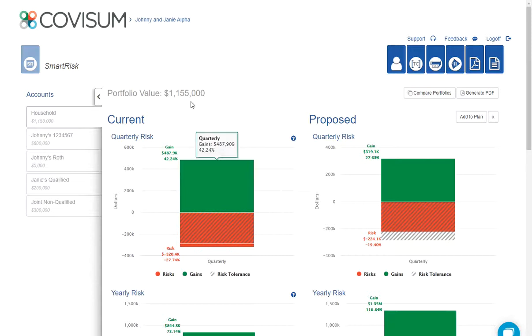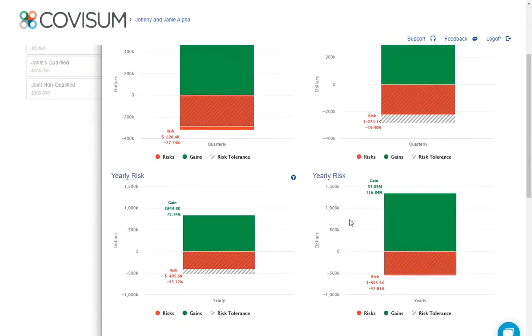So in this case, the current portfolio is a little out of line with the client's gut. The proposed portfolio is much closer. It's actually a little bit more conservative than the client indicated they'd be comfortable with. On an annual basis, however, we're much closer. And what we'll also notice is that we have a lot more long-term gain potential given the additional risk.